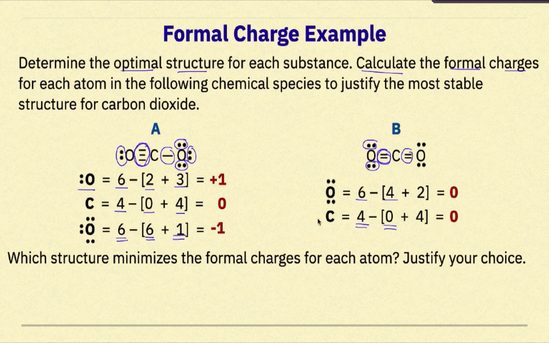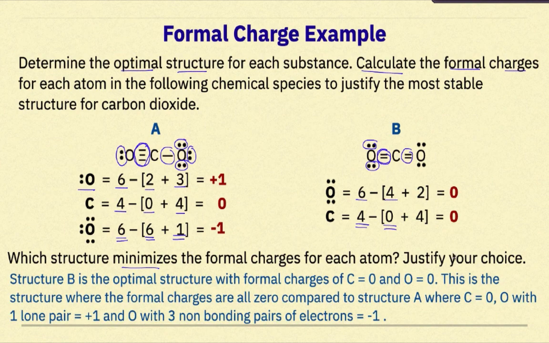And notice here, I don't have to do oxygen again. I had to do oxygen on the bottom over in structure A because the number of lone pairs were different. Over in structure B, it'd be sort of redundant because it's the exact same thing, which is why I did not do that. So, which structure minimizes the formal charges for each atom? Justify your choice. Of course, you should have chosen structure B.